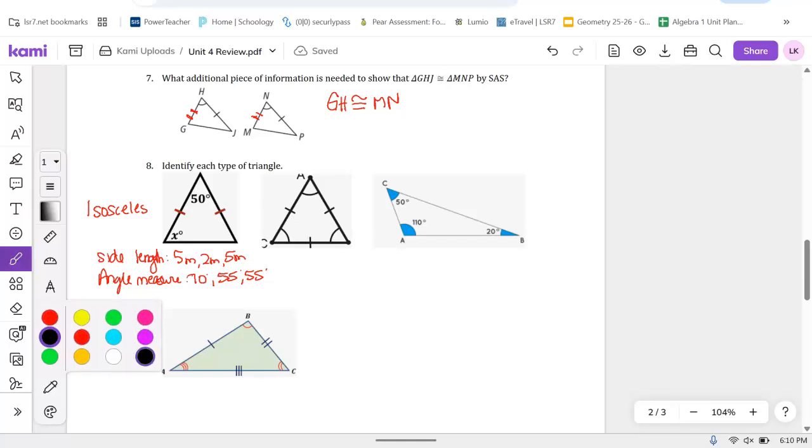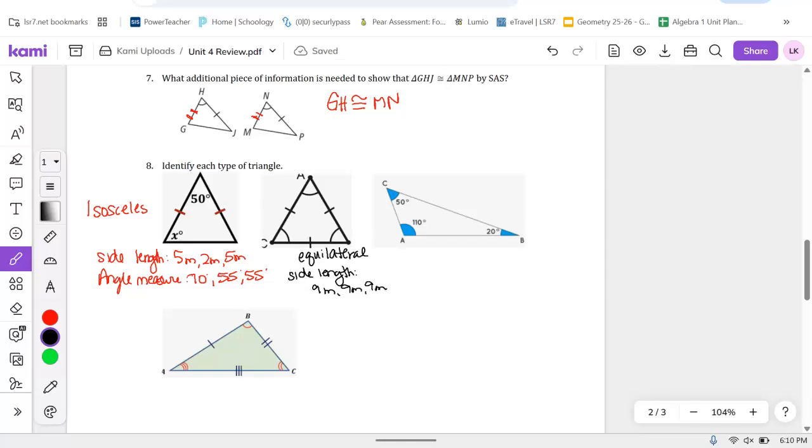Now this, I'm going to switch mine. This is equilateral, because all the sides are the same. So it might say side length is 9 meters, 9 meters, and 9 meters. So it's all the same.